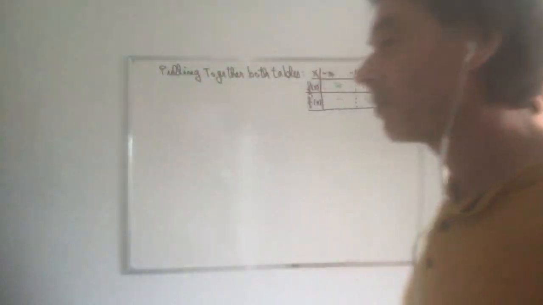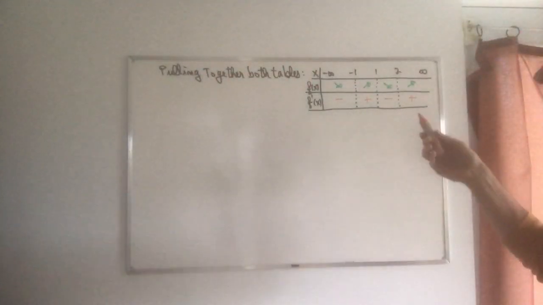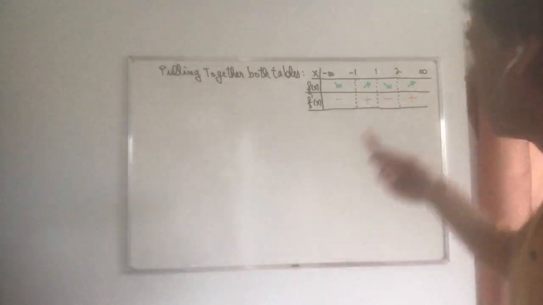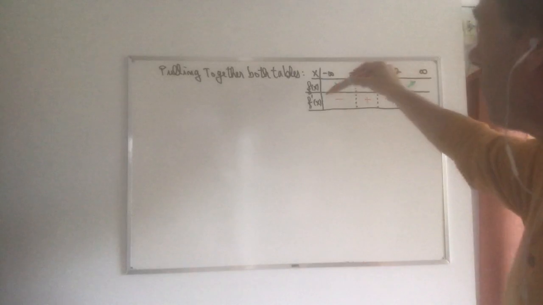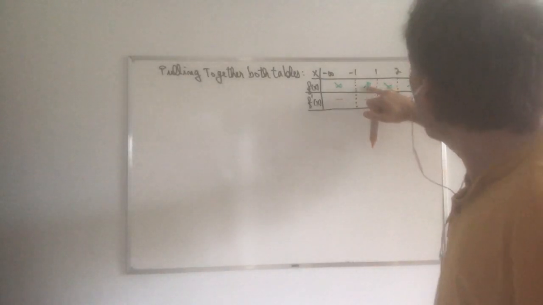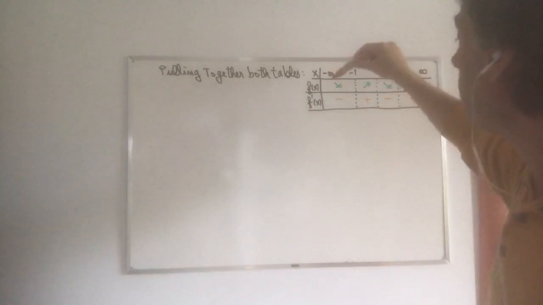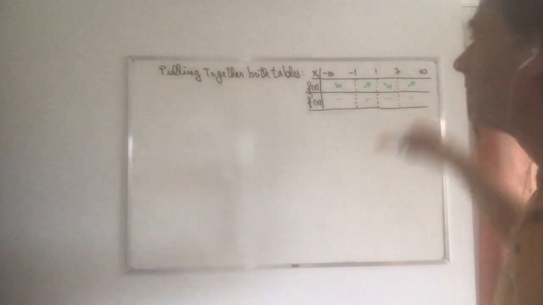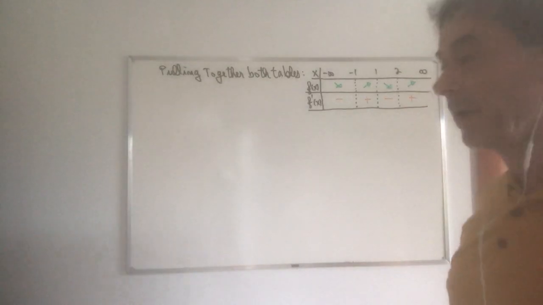So you can probably see the connection now between f and f prime. The connection is quite clear: if f prime is negative, then f is decreasing, and if f prime is positive, f is increasing, and so on and so forth. So we have this as a result.